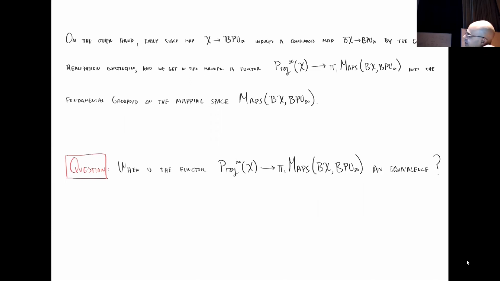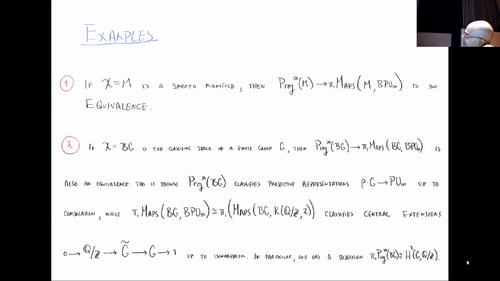And this construction induces a functor from the groupoid of finite dimensional projective bundles on X onto the fundamental groupoid of the space of maps. So here, this denotes the space of continuous maps from X into BPU infinity, and this is a functor of groupoids. So we are interested in the question of when this functor is an equivalence of groupoids. And in fact, in the two extreme cases of manifolds and classifying stacks of finite groups, this is the case. So if X is a smooth manifold, then the previous functor that we constructed from this groupoid into this fundamental groupoid is in fact an equivalence of groupoids.